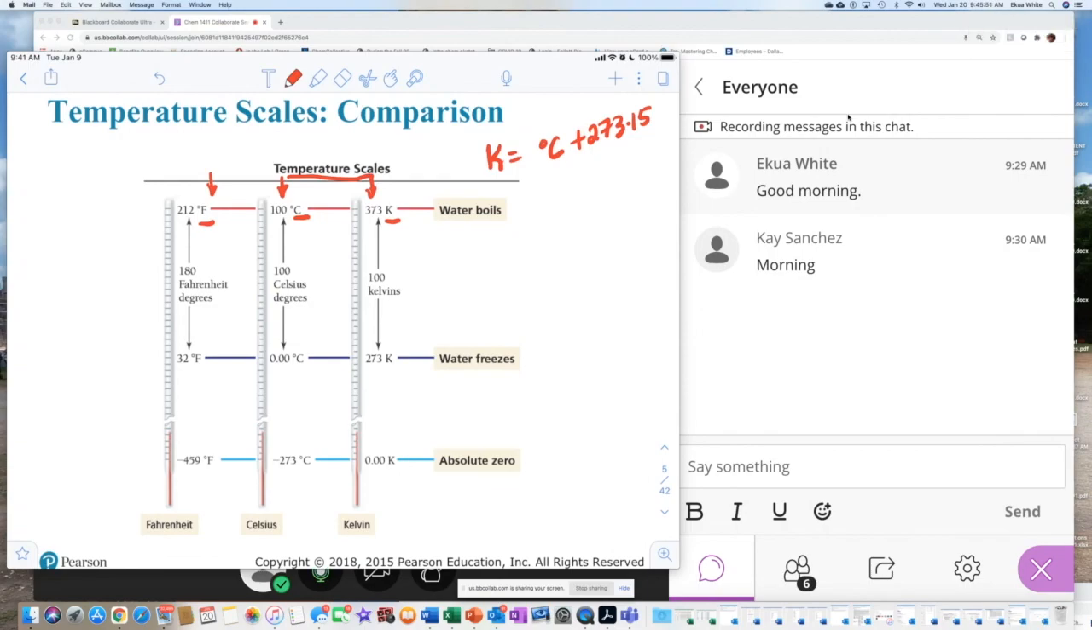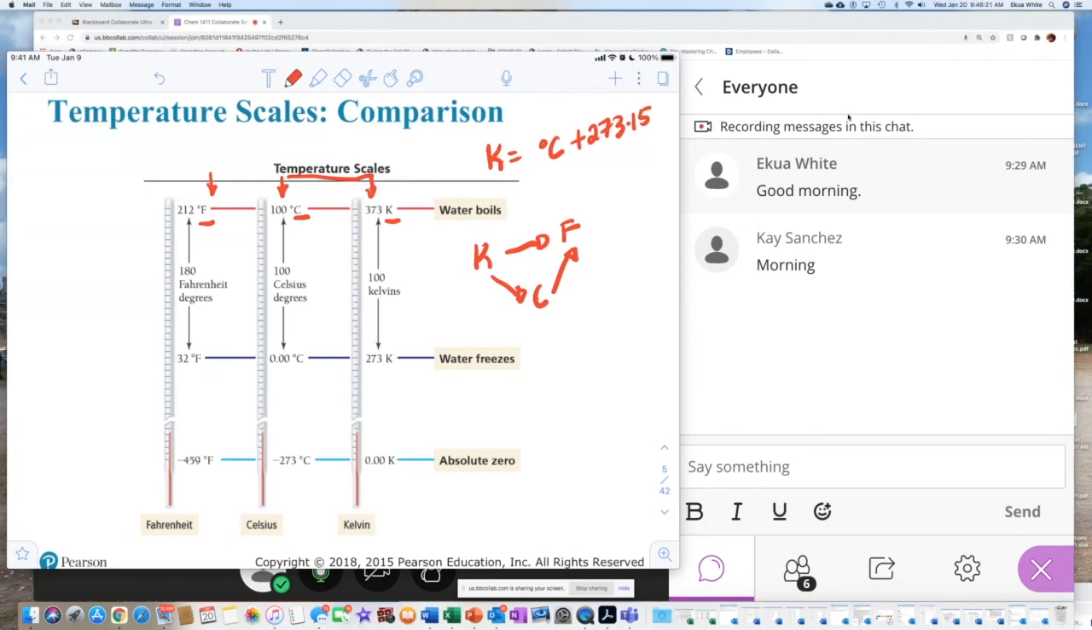And I'll give you a conversion sheet that allows you to go from Celsius to Fahrenheit. Now, we don't normally have a formula that goes directly from Kelvin to Fahrenheit. So if for whatever reason you have to go from Kelvin to Fahrenheit and vice versa, you want to go from Kelvin to Celsius, then from Celsius to Fahrenheit. Does anybody have a question about that?